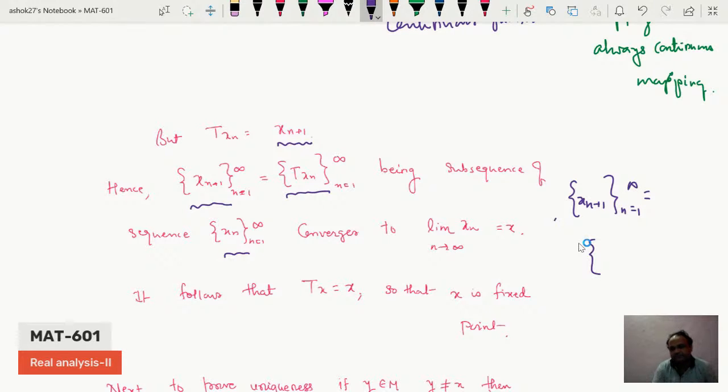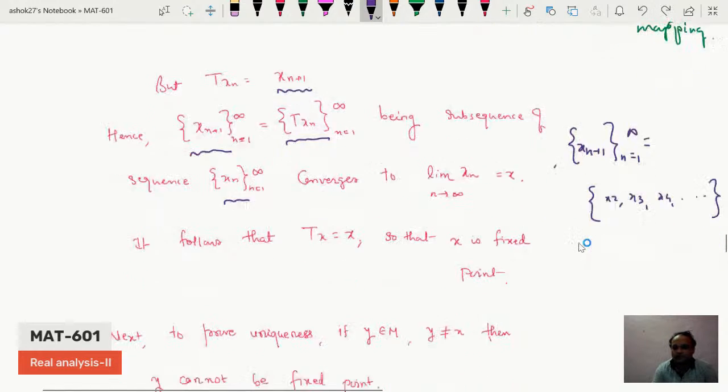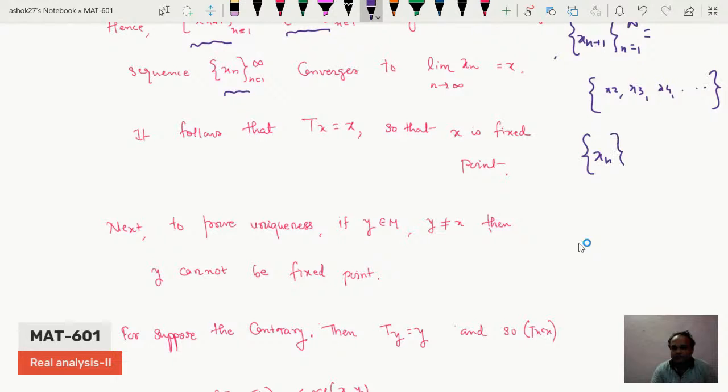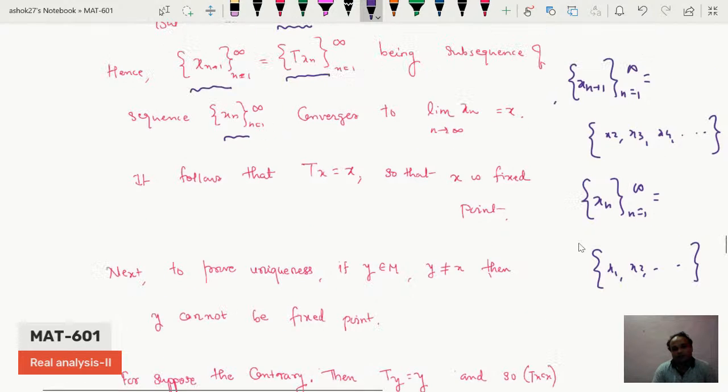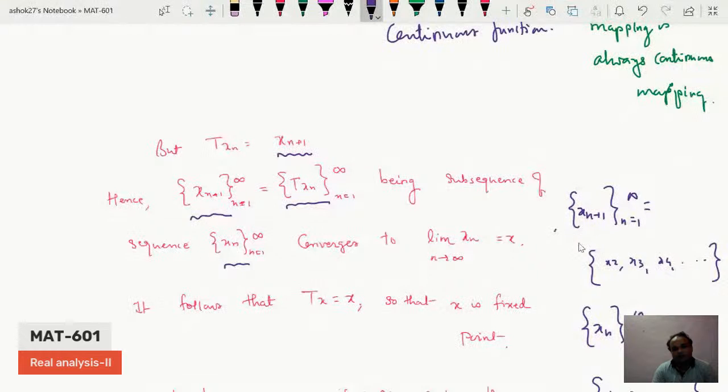So this sequence starts, for n equal to 1, it is x2, x3, x4, and goes to infinity. And what is the sequence xn? With n varying from 1 to infinity, the sequence starts from x1. For n equal to 1 you get x1, then x2, and it goes to infinity. So naturally xn plus 1 is a subsequence of the sequence xn, but already the sequence xn converges to x. Therefore the sequence xn plus 1 also converges to x, being a subsequence of the sequence xn.